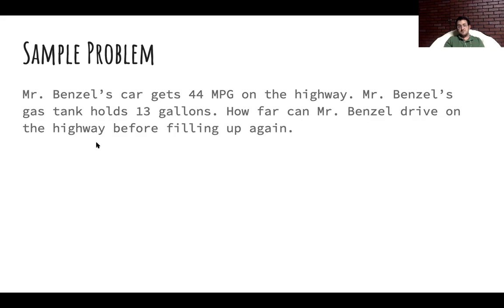So I have a car. My car is a Hyundai Sonata, by the way. And it gets 44 miles per gallon on the highway. So I'm just going to circle my numbers here, and my gas tank holds 13 gallons. So even before I think about setting up a proportion, I'm going to think about what am I comparing? Well, I'm comparing miles with gallons. So I get 44 miles per gallon. So that's the ratio that I've been given.